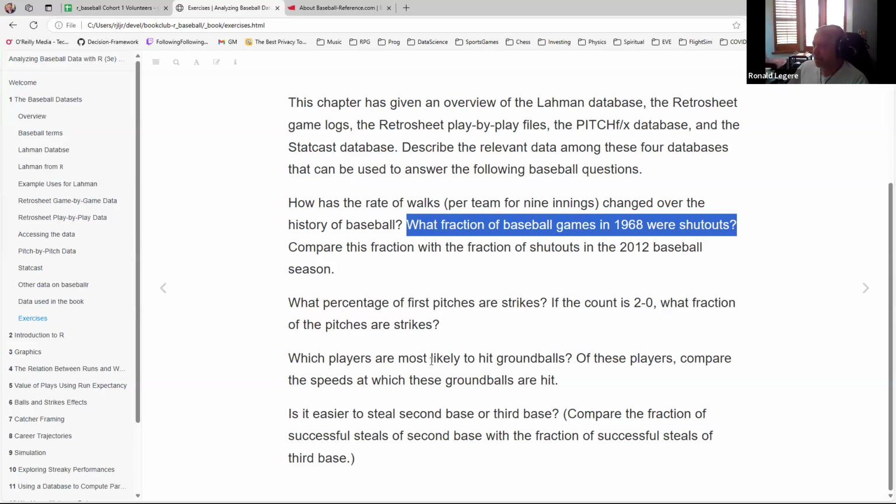Good question. Let's see, which players are most likely to hit ground balls. That seems like you'd do that with Retrosheet. Compare the speeds at which the ground balls are hit. That one you need Statcast or PITCHf/x. And the last one, I have no idea. Is it easier to steal second or third base? I don't know if Retrosheet has that level of detail in the play lines or not. I guess it should, right? I would guess so.